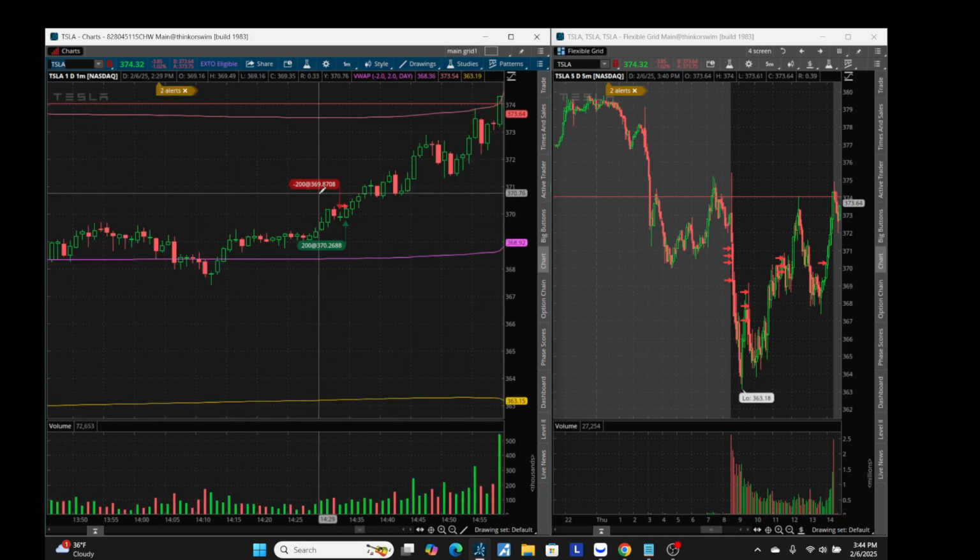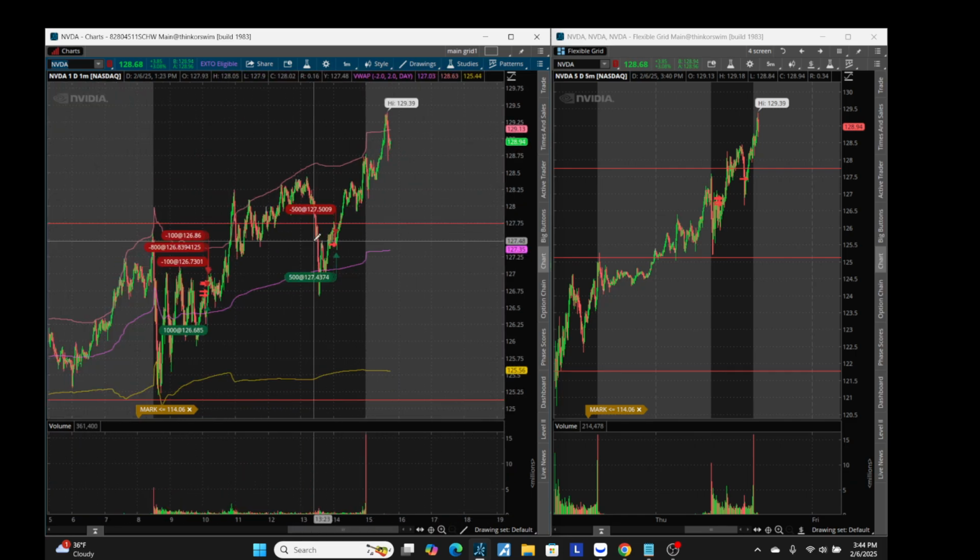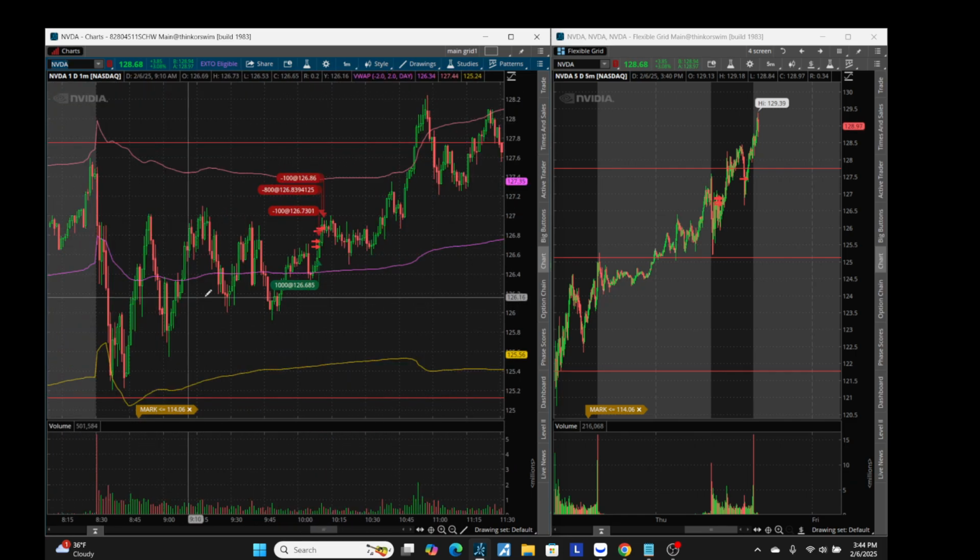Another trade I take is right here. I tried to short the end of the market, but that didn't work and I got stopped out. So another trade I have is on NVDA. NVDA is the same, I trade it pretty much every day.